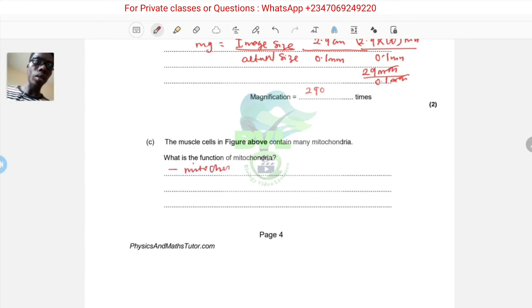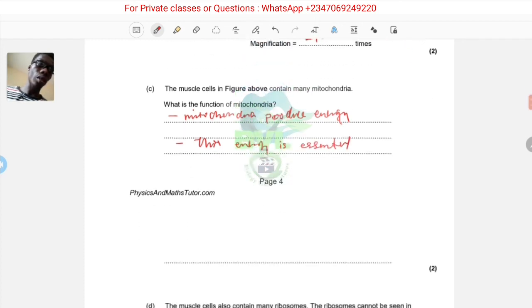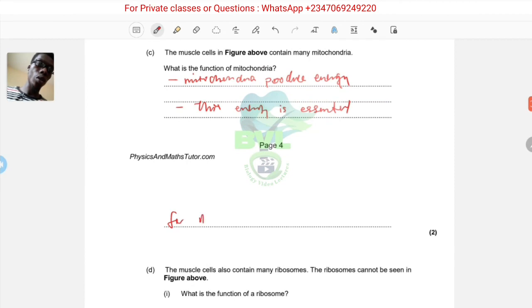Mitochondria produces energy. That's what it does. Okay, this energy is essential for the contraction and relaxation of the muscle.